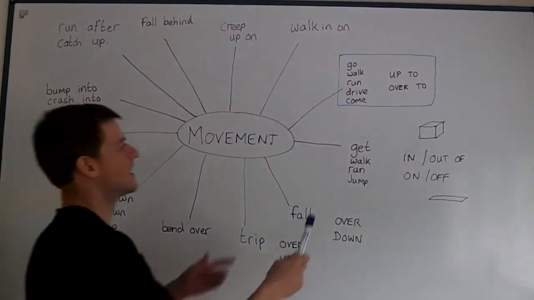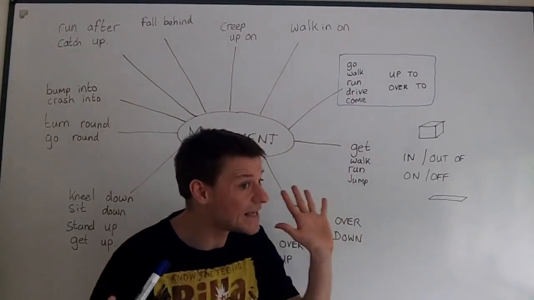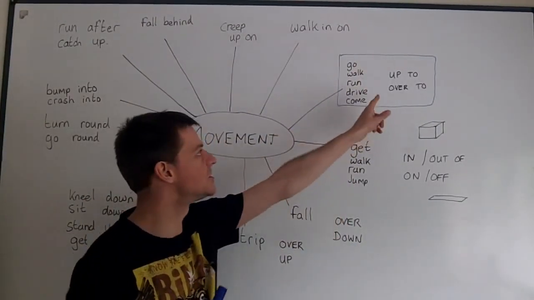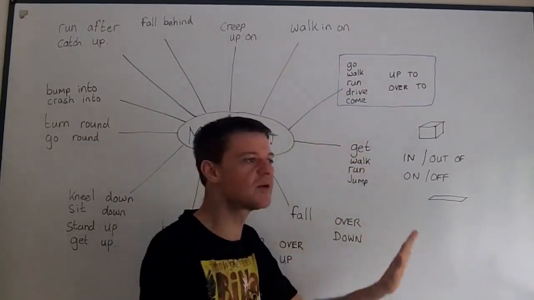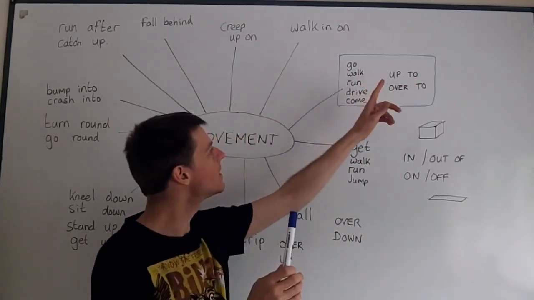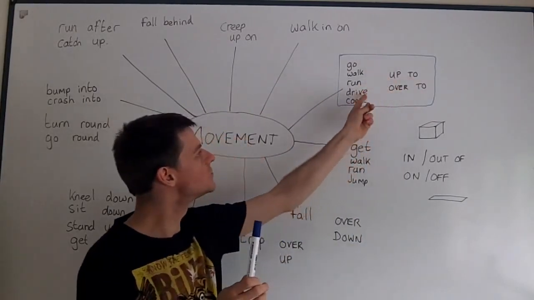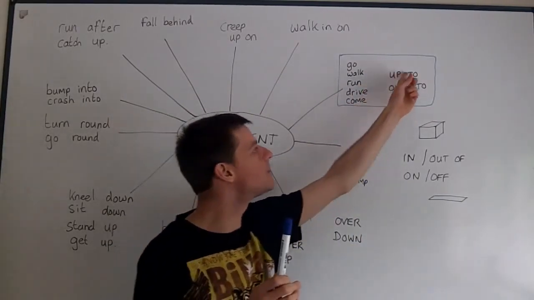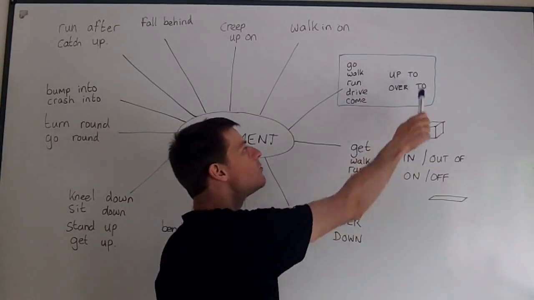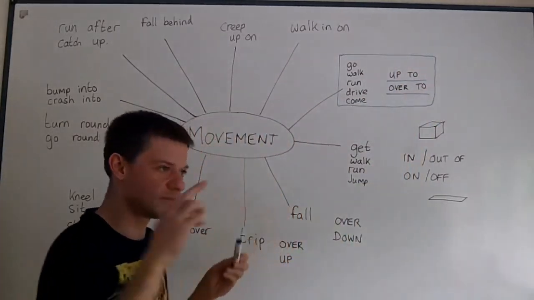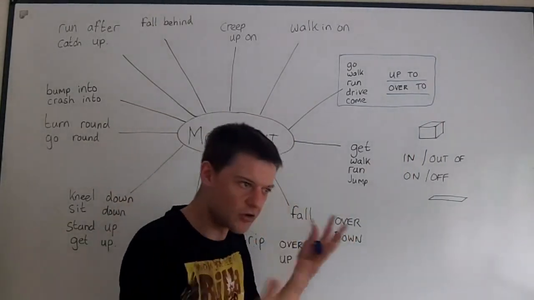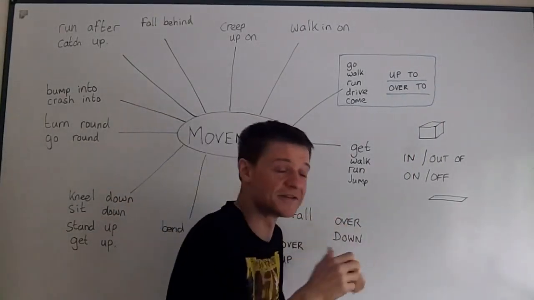First of all, we have at least 5 different verbs which can use up to and over to. You can go over to someone, walk over to someone, run up to someone, drive over to someone, come up to someone. They're all the same. Up to and over to are the same, but go over to someone just means go. Maybe cycle over to someone.